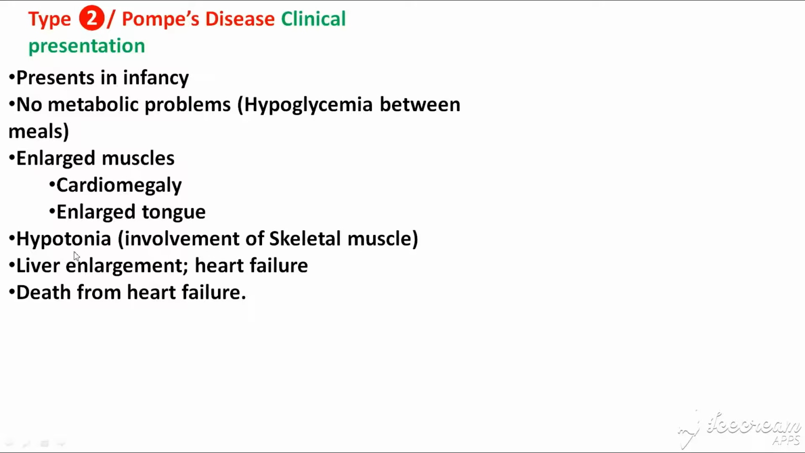These patients could also have glycogen deposition in their skeletal muscle. That's going to lead to hypertonia. They could also present with liver enlargement, but this is mainly going to be due to the heart failure and not due to glycogen deposition inside of the liver. And death from Pompe's disease usually happens due to heart failure.